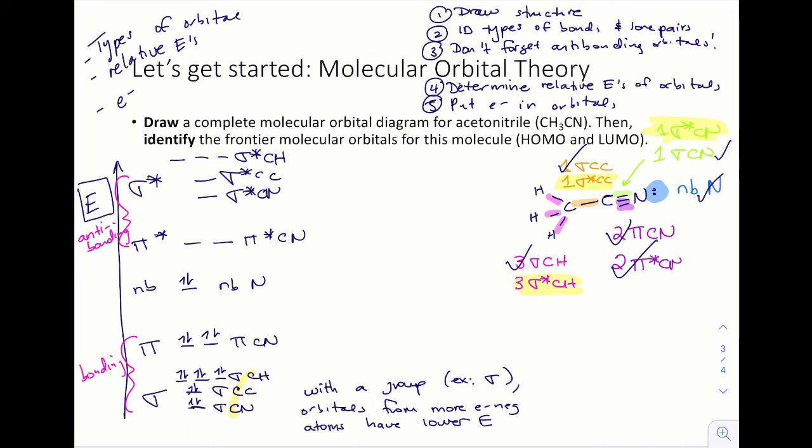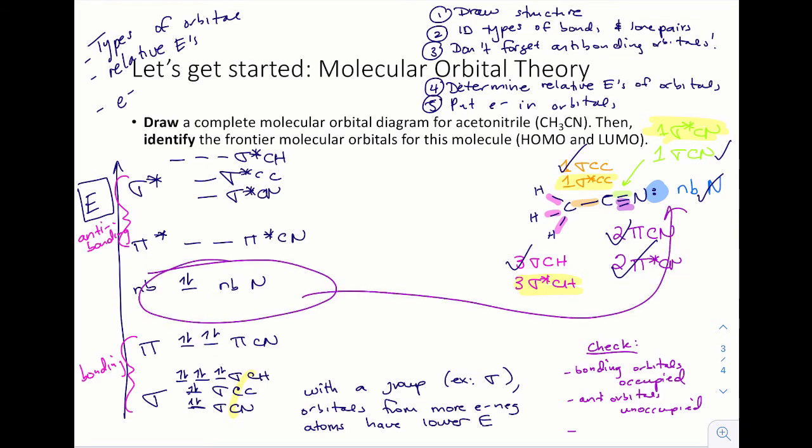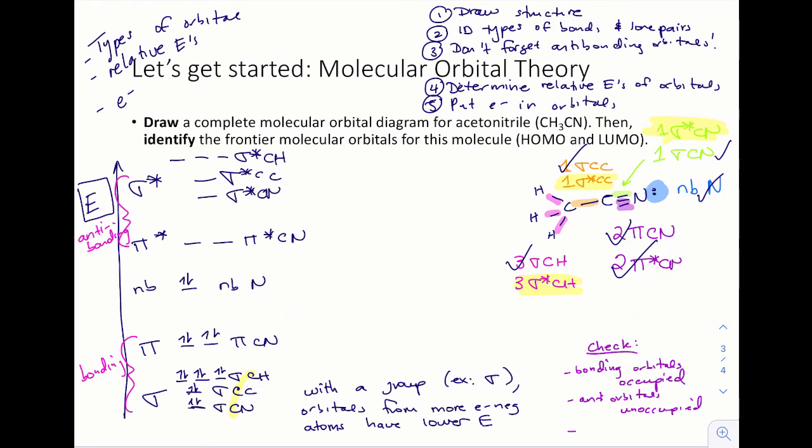And then you just want to check to make sure that things make sense. So what does that mean, things make sense? Well, the bonding orbitals should be full. The antibonding orbitals should be empty or unoccupied. Now, not always, but usually. And then you want to make sure your lone pairs are there, right? So if you have a filled non-bonding orbital, like in this case, then those electrons should be there. Excellent. So our diagram looks good.